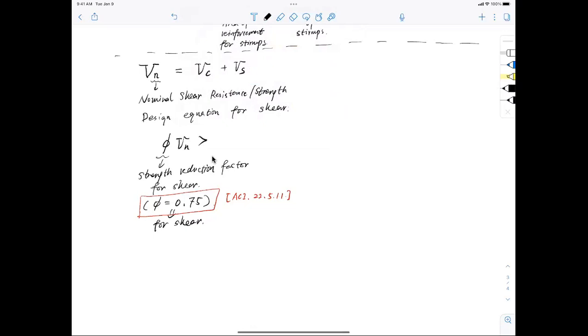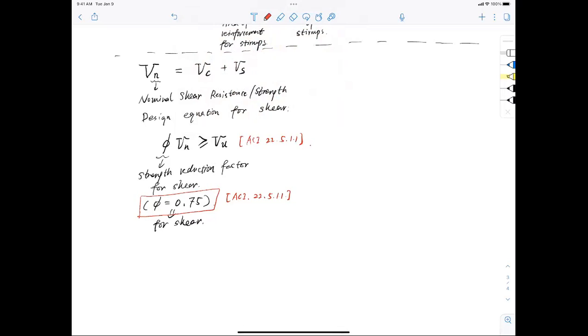With that, phi Vn, that is the strength reduction factor multiplied by the nominal shear strength, has to be greater than or equal to Vu, which is the applied shear load. You can find this in the same place, ACI 22.5.1.1. So that is the shear equation.